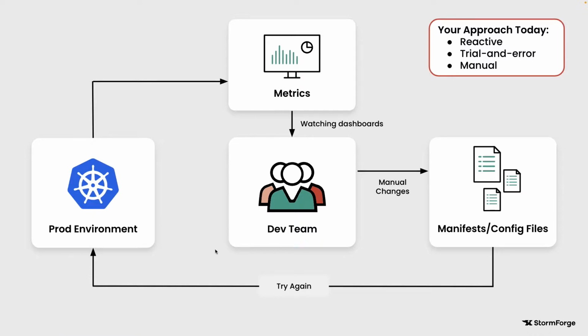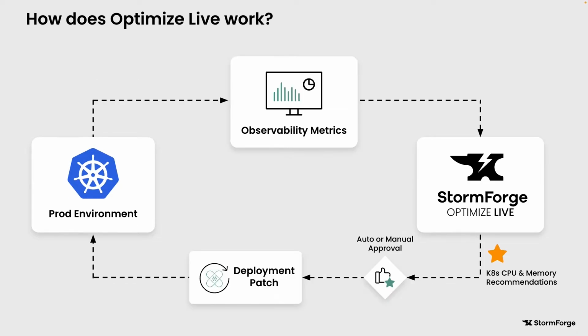At StormForge, we thought large amounts of structured data and multi-dimensional real-time optimization sounds very much like a machine learning problem. That's why we created Optimize Live. Optimize Live analyzes observability data you already capture and recommends optimized configurations for CPU and memory on a container basis and in real time. And it's very simple to get started.